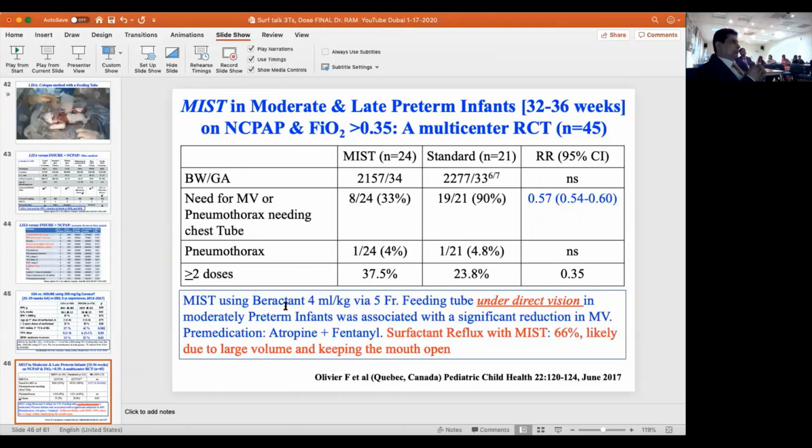They used surfactant in this trial, 4 ml per kilo, by a 5 French feeding tube, basically with the larynx visualized under direct laryngoscopy, with the baby's mouth open. They gave pre-medication, atropine and fentanyl. Reflux of the medication was 66%, very high, likely due to the large volume and keeping the mouth open. If you keep the mouth open during surfactant administration, you're losing the positive pressure. It is a good idea to keep the mouth closed.